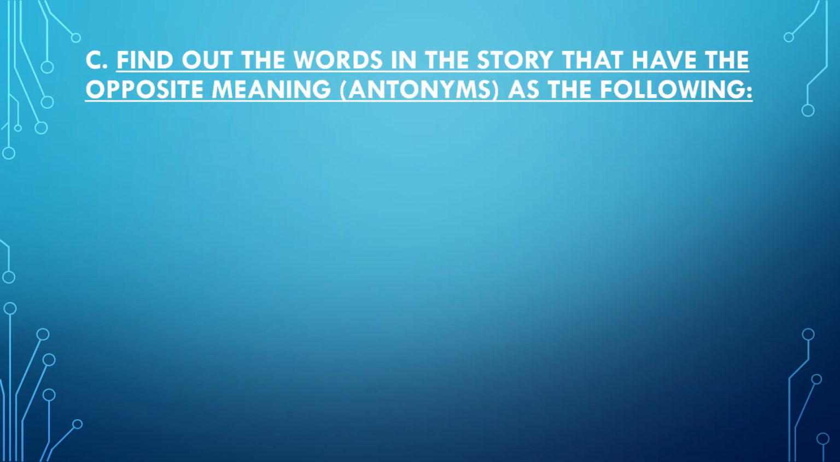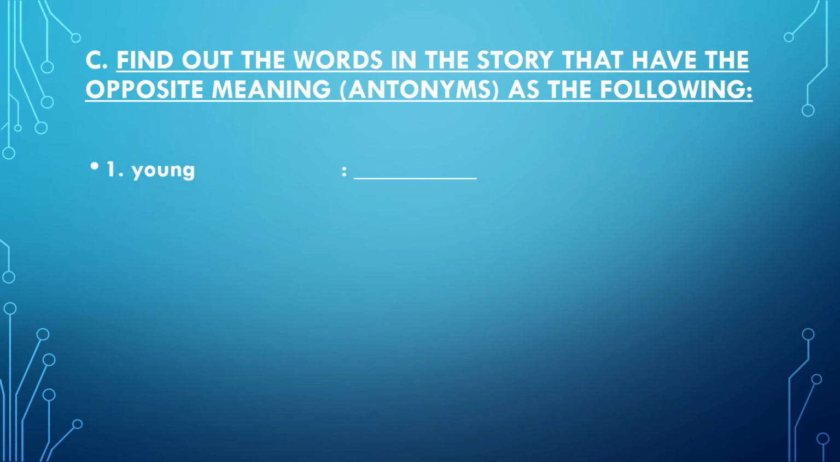Exercise C is, find out the words in the story that have the opposite meaning, which means the antonyms of the words that I am giving you. I'm giving you 6 words. You have to find out the opposite words of these 6 words from the story itself and write them down in the blanks. So let's see the words.